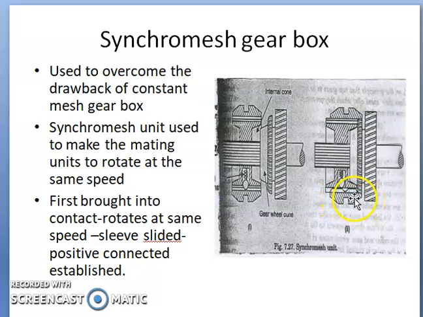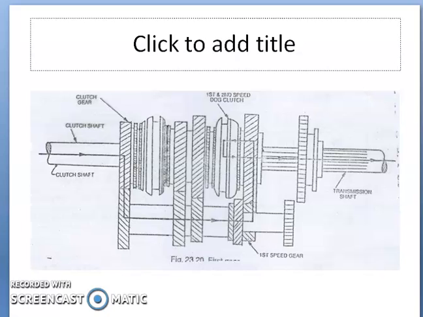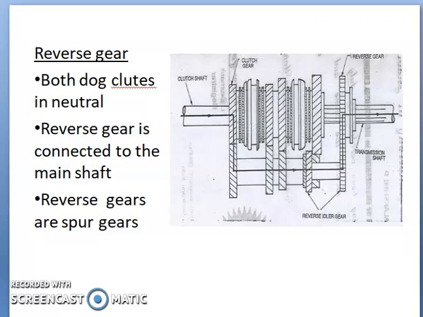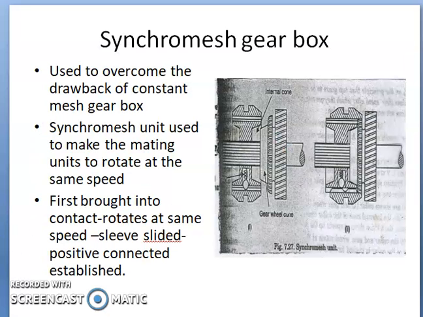So when this happens, this particular unit gets connected to the transmission shaft, and as seen in the constant mesh, the drive is given through that particular pair of mating gears to the transmission shaft. So the basic difference between the synchromesh gearbox and the constant mesh gearbox is that here everything is the same, but instead of the dog clutch, you have the synchromesh unit.